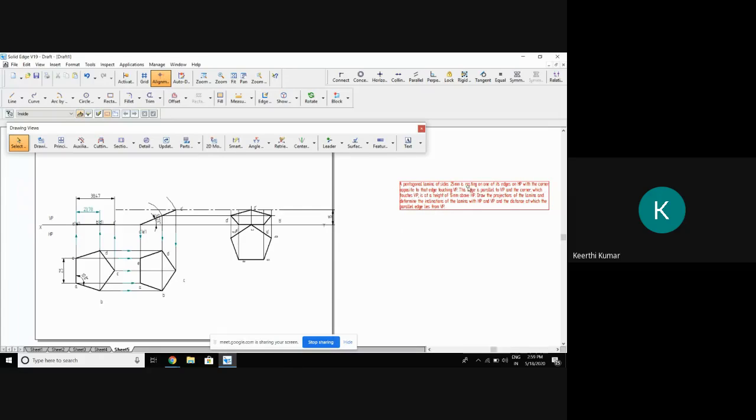A pentagonal lamina of 25 mm sides resting on HP on one of its edges, with the corner opposite to the edge touching VP. This edge is parallel to VP. And the corner which is touching VP is at a height of 15 mm. Draw the projections of the lamina and determine the inclination of the lamina with HP and VP. Again, he is asking to determine the inclination of the lamina with HP and VP. I'll explain how to do this. And also the distance at which the parallel edge is lying from VP is also asked.